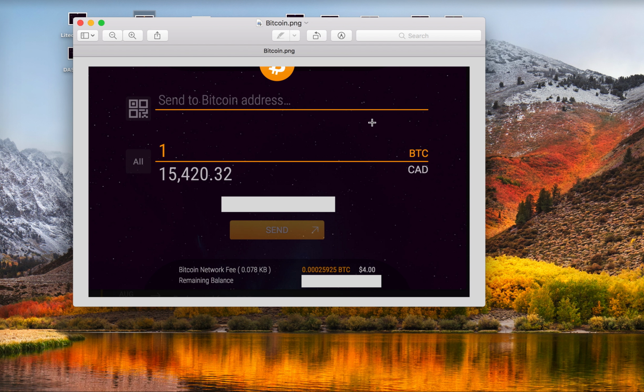Oh, and as well, how these coins enter your wallet. Let's say you get them in portions of a coin.